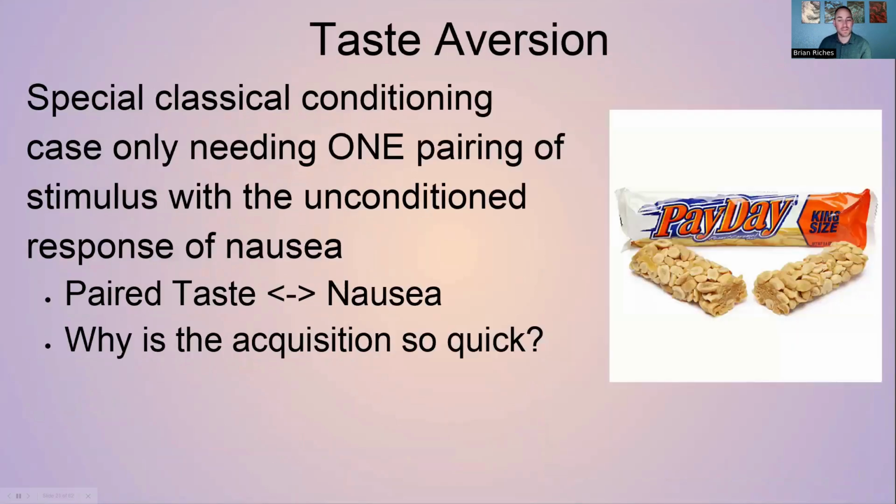So another interesting example of classical conditioning that's pretty unique to some animals is taste aversions. So it's a special case of classical conditioning where you only need to pair the stimulus one time with nausea. So you pair a taste with nausea. And the reason this acquisition is so quick, well, take a minute, think about why would it be useful for some animals to, say, have nausea paired with some certain taste with just one time of being conditioned.